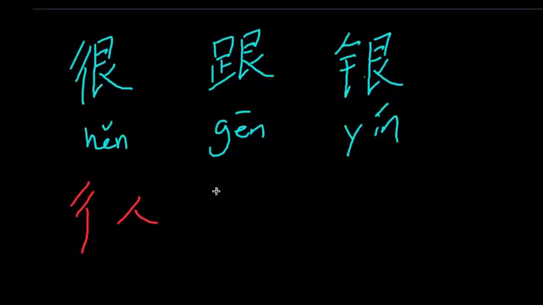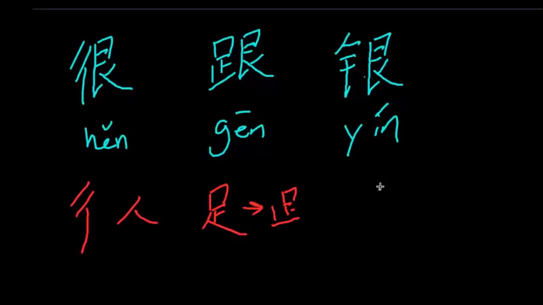Gen. Gen means with. It comes, so the radical is 足. It comes from this character. 足 means foot. Alright, and so 足 becomes that as a radical. And I'm guessing they use this because if you're with somebody, you're usually walking, so I mean that's how I understand it. And yin, silver.